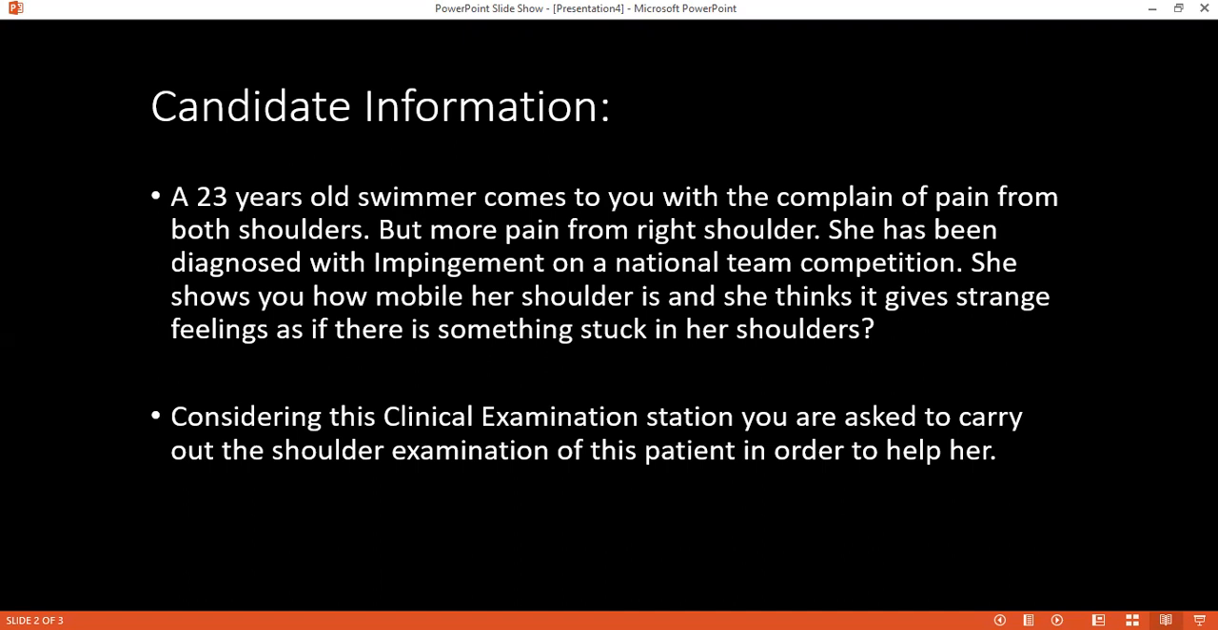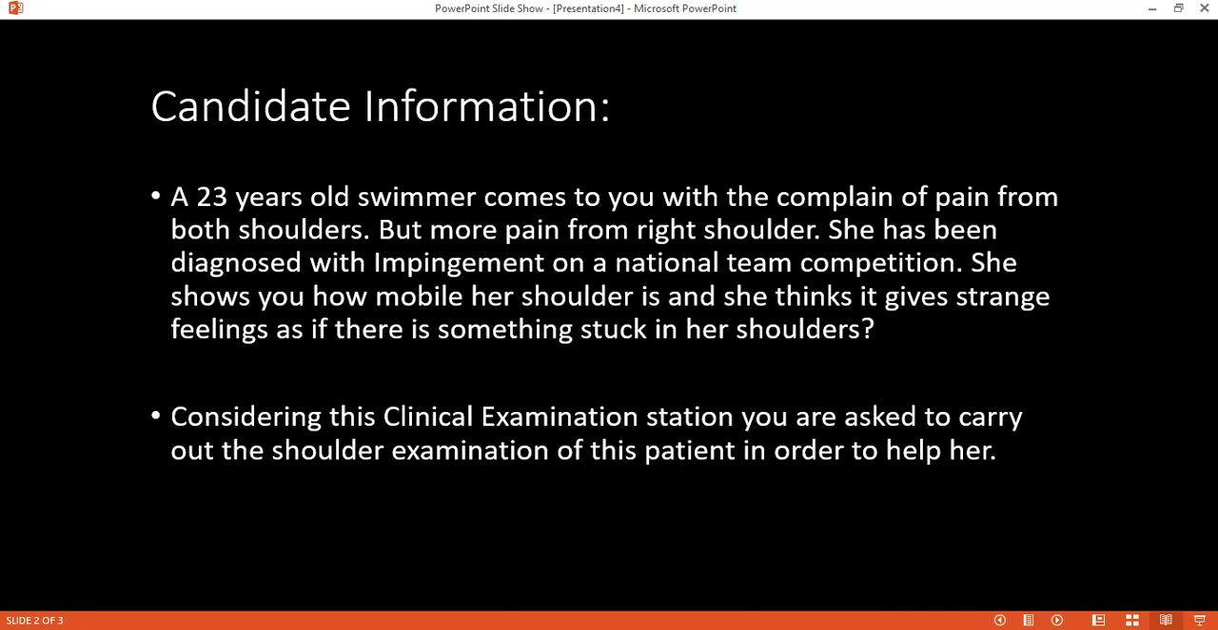Then shoulder abduction, starting from 0 and taking it sideways up to overhead abduction, which is normally up to 170 to 180 degrees. And I will show how to do the internal rotation. If the patient has impingement diagnosed already, what movement would she not be able to do? Forward flexion as well as abduction.